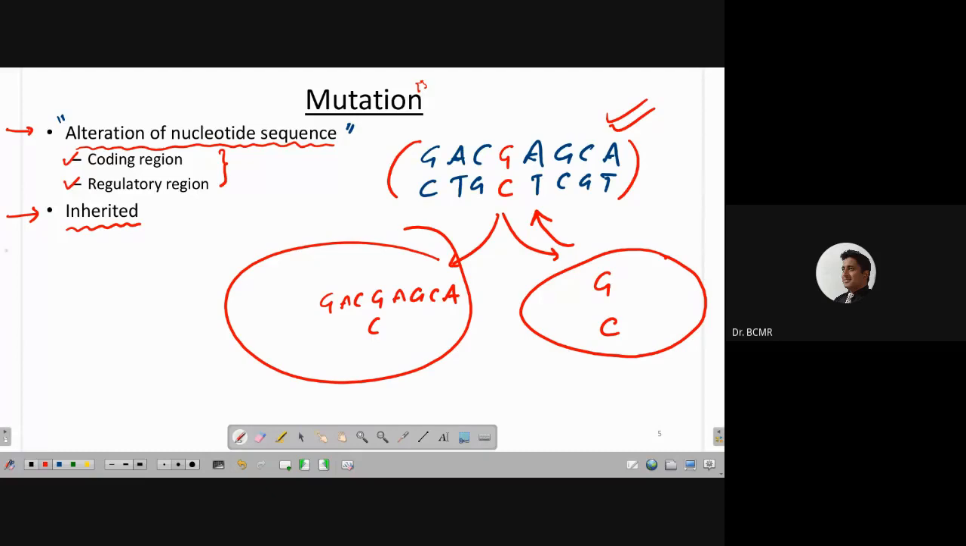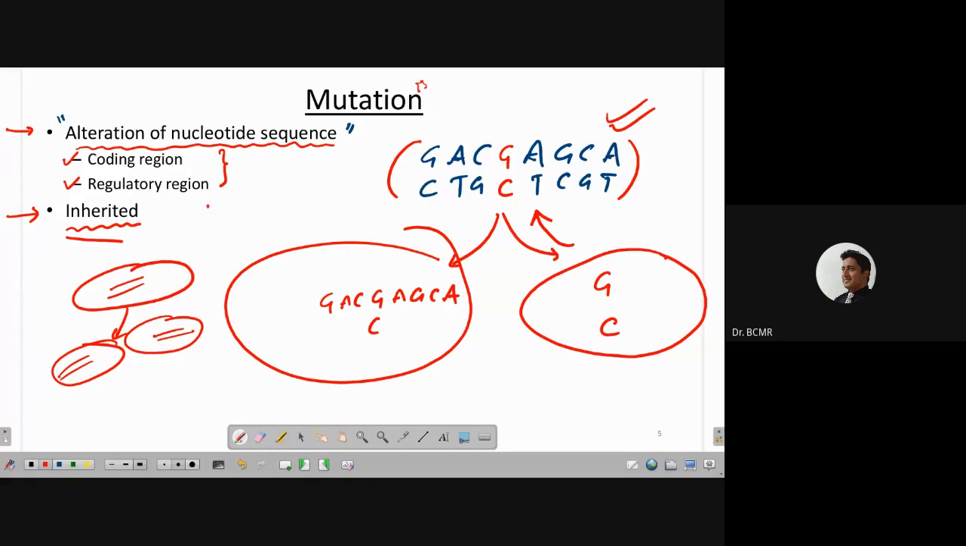Then there are two more important things that we need to discuss. One is mutation. When you say mutation, it is an alteration of the nucleotide sequence, that is the primary thing. And the second part is, it's not always essential, but usually that is how it happens. Say, for example, even in cancer, a mutation occurs, and that cancerous cell forms more and more cells, and the mutation is inherited.